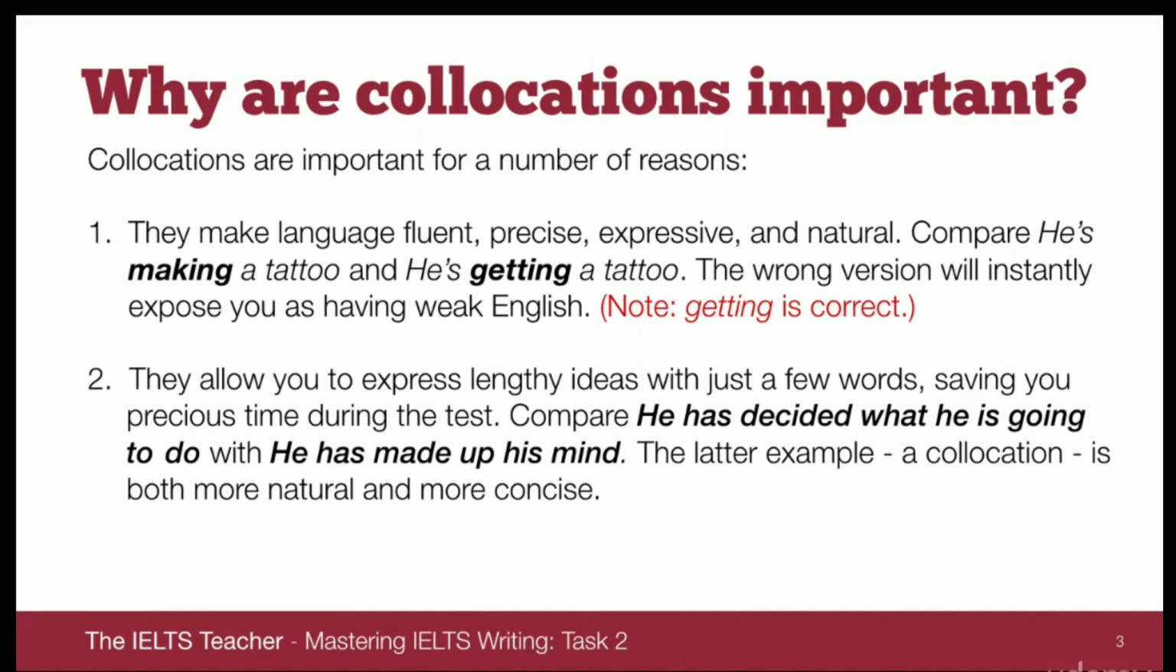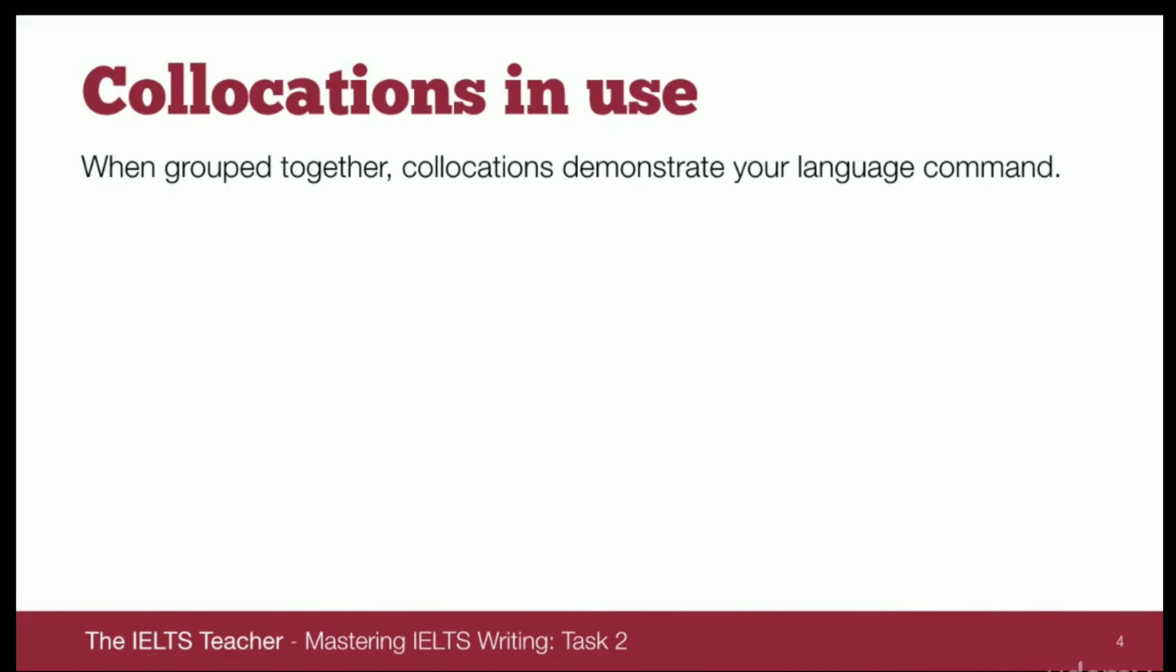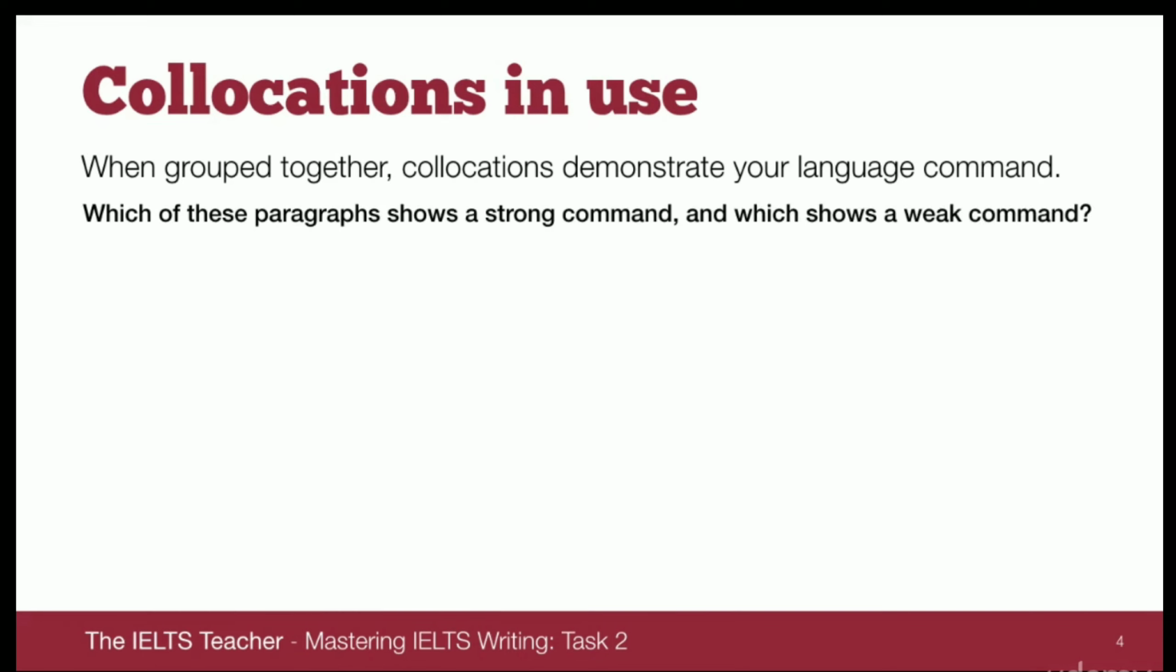And finally, collocations are useful because when grouped together, they demonstrate your language command. That is what you are trying to do when you achieve Band 7 in IELTS. So let's focus on that idea here. When grouped together, collocations demonstrate your language command. What we're going to do is look at two paragraphs. One of them shows a strong command of English and the other one shows a weak command of English. See if you can work out which one is which.